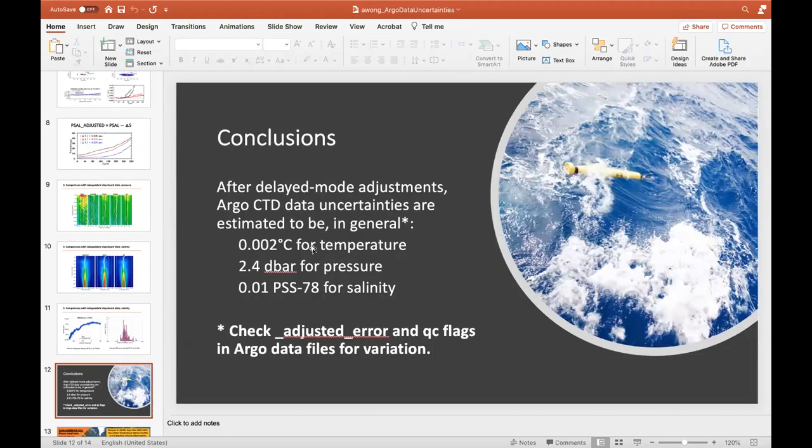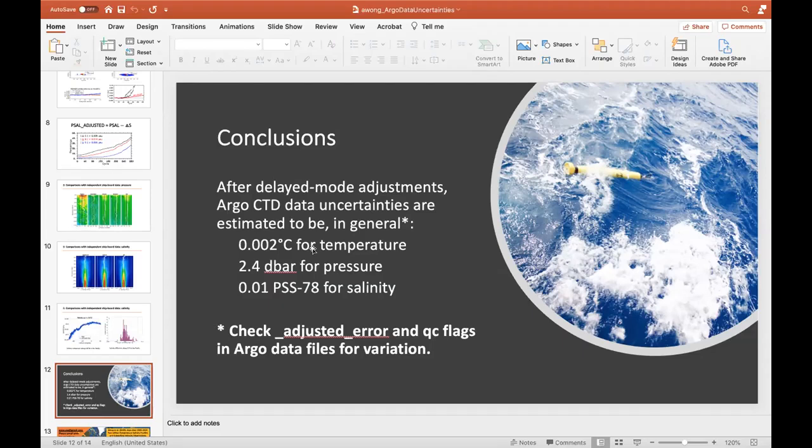And so to wrap up all this analysis, the conclusion that we've been able to draw after doing analysis for many, many years is that after delay mode adjustments, Argo CTD data have an uncertainty of 0.002 degrees Celsius for temperature, which is the sensor accuracy, 2.4 decibar for pressure, which is again sensor accuracy, and 0.01 in salinity units for salinity.